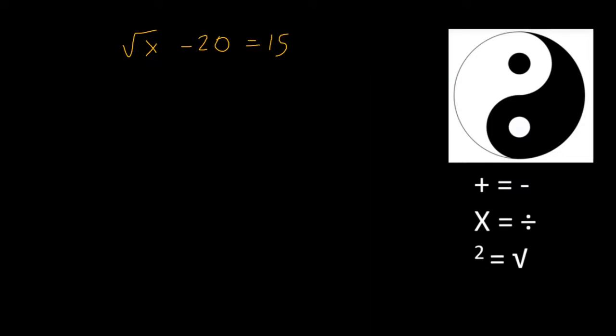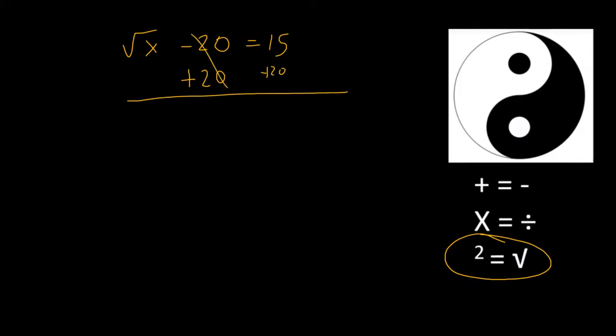Okay, so with this one, we have to think about, hey, what's the opposite of a square root? Well, I circled it. So the opposite of a square root is squared. So first we want all the numbers on one side and x on the other. So I'm going to do plus 20, plus 20. So that equals 35, square root of x.